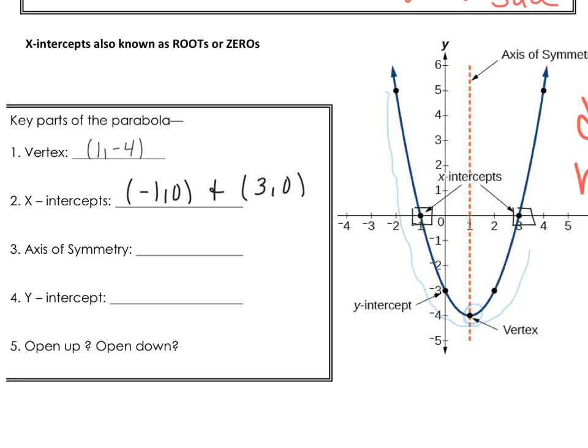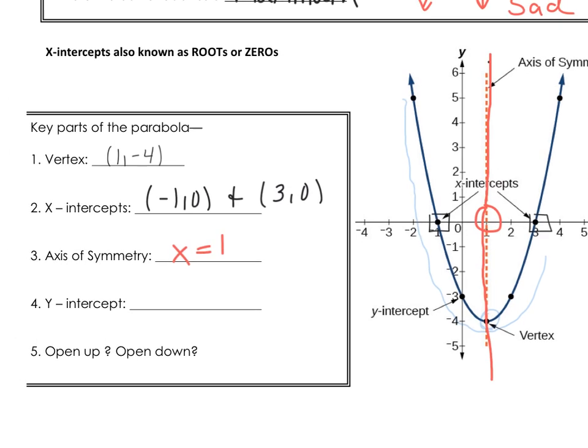So here's what we need to know. It needs to be in the form x equals, because it's going to go through our x-axis. I'm going to emphasize it in red. This is our axis of symmetry, and it goes through x equals 1. Okay. We're going to go over how to find that by hand tomorrow. It's actually a very quick formula.